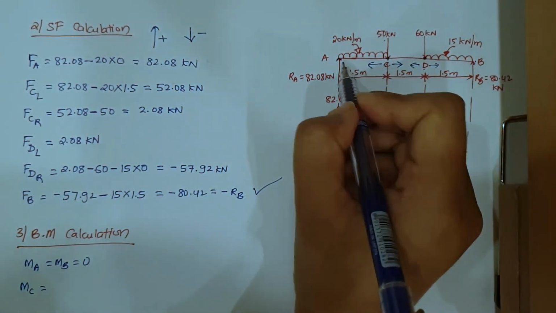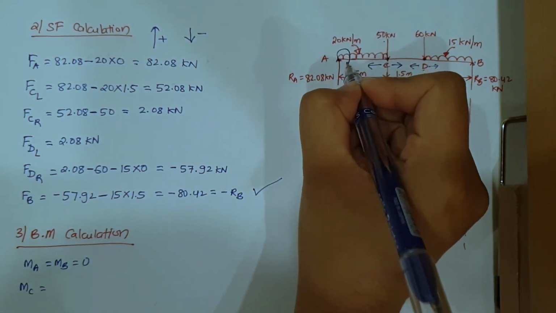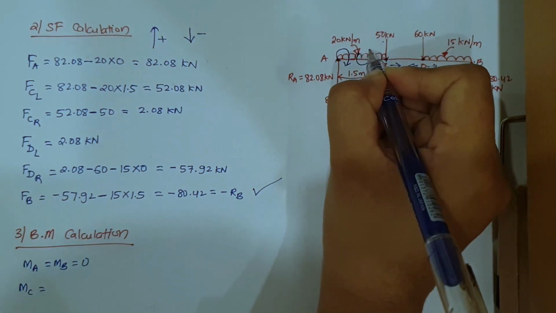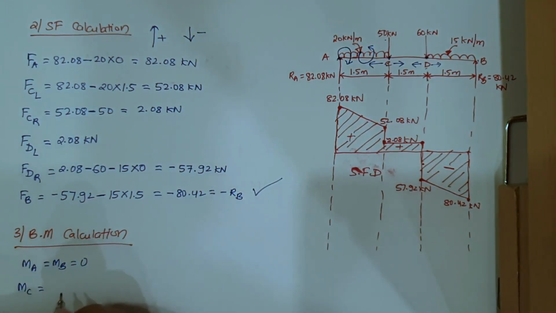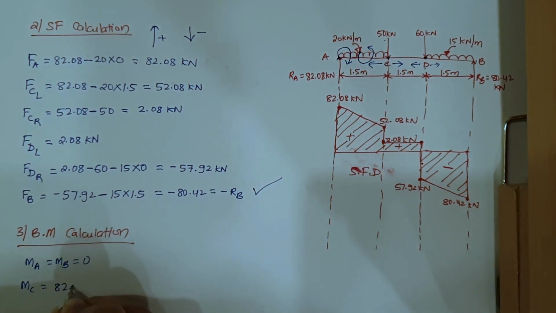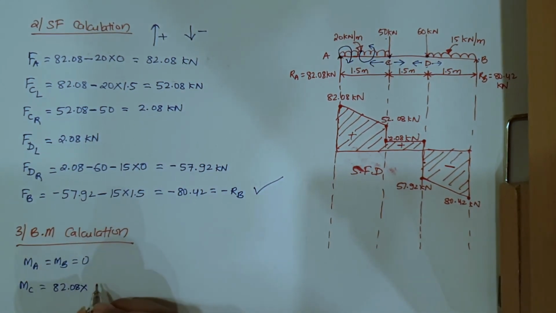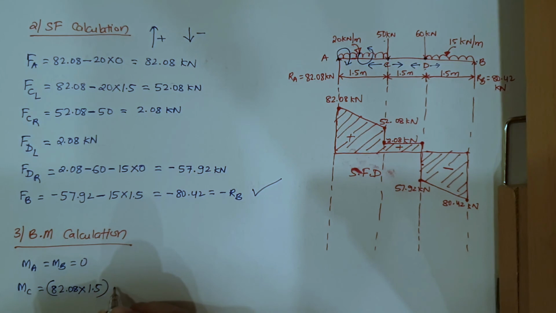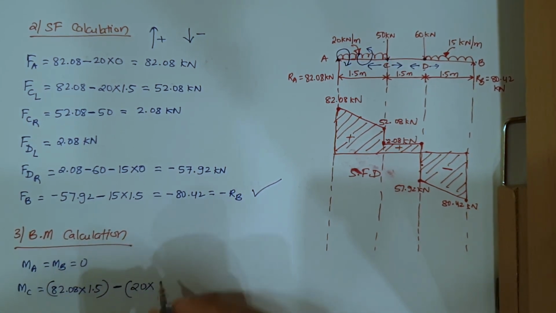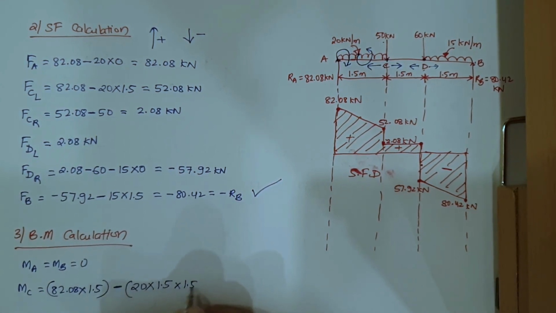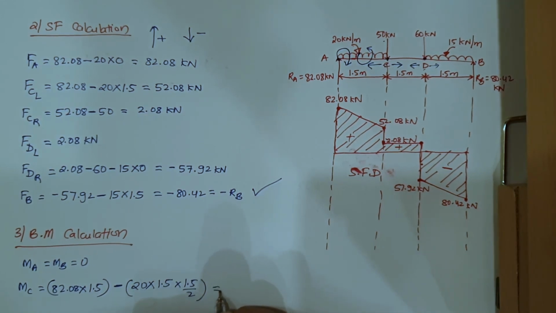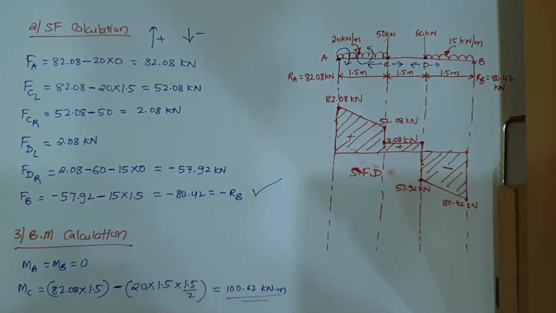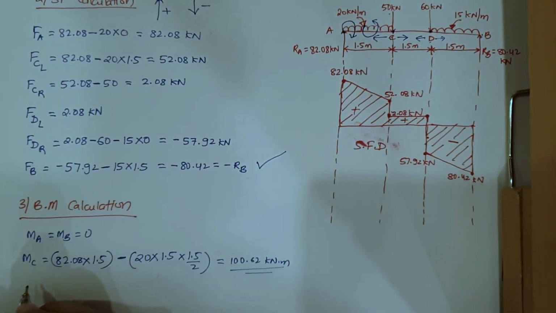Now we will find moment at C point and D point. Moment at C will be equal to, now the reaction RA force, how will it go towards C? It goes like this. Which direction is this? Clockwise direction. And how will this 20 kilonewton per meter go? Like this. And which direction is this? Anti-clockwise. So RA is going clockwise, it is positive: 82.08 into its distance up to C, we only have to go up to C, so that distance is 1.5. Now UDL is going anti-clockwise: minus 20 into distance is same again, 1.5 into 1.5 by 2. So this will be coming equal to 100.62 kilonewton meter.